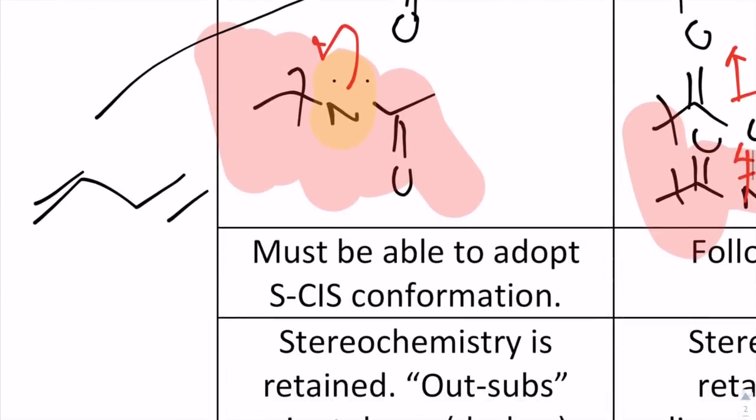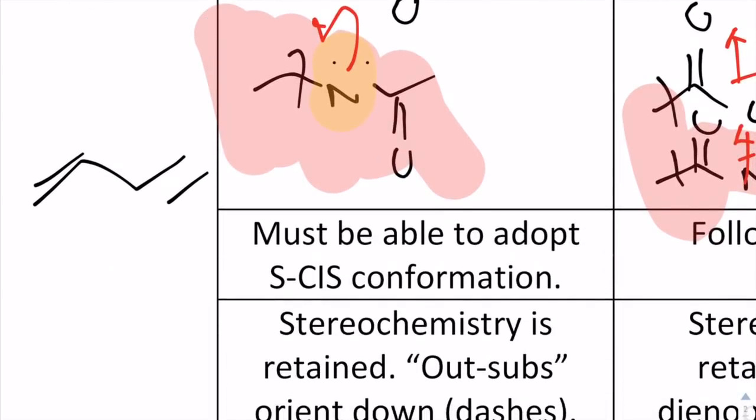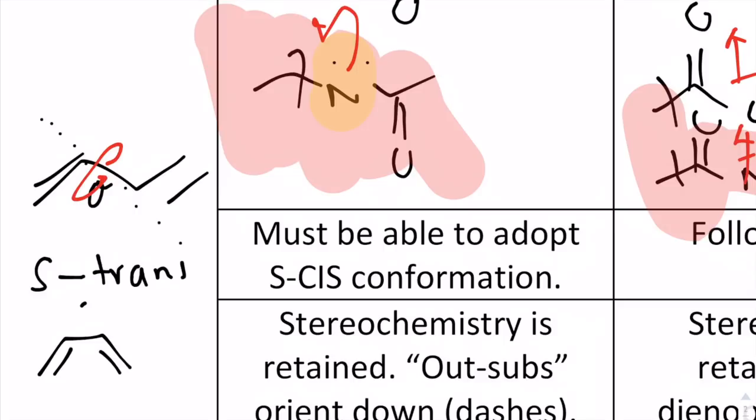So let me zoom in over here. The S-trans conformation basically says this. This is my sigma bond, so that's the S, and around that sigma bond, if I were to draw an imaginary line through it, we have a trans arrangement of my double bonds. So that is S-trans. But back in Organic 1, we said we have free rotation around that sigma bond. So can I rotate to form the S-cis conformation? Well, yes, I can. So this is the S-cis conformation. If I find that sigma bond, this would be the cis arrangement because those alkenes are on the same face. So dienes must be able to adopt that S-cis conformation. That is the reactive conformation for Diels-Alders.